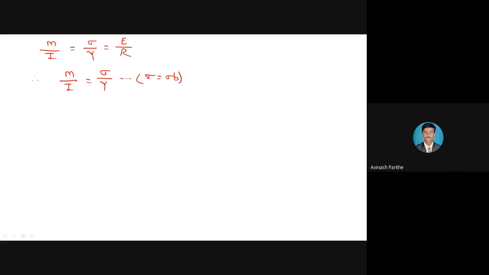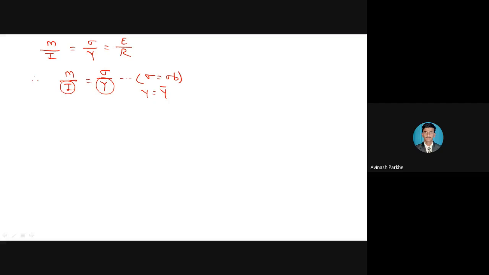Now my requirement is to calculate the sigma. But to calculate that sigma, first of all, we have to calculate the capital M as a bending moment. We have to calculate the capital I as a moment of inertia, and for the rectangular section given, I have to calculate this Y. Y represents the CG distance of that particular rectangular section. This Y is also called Y bar, and Y bar represents the distance of CG of that rectangular section.